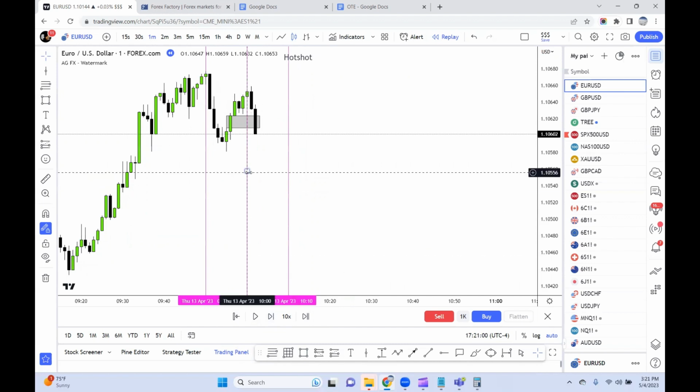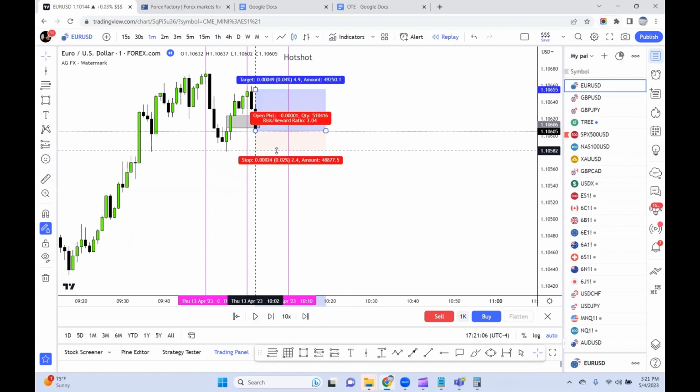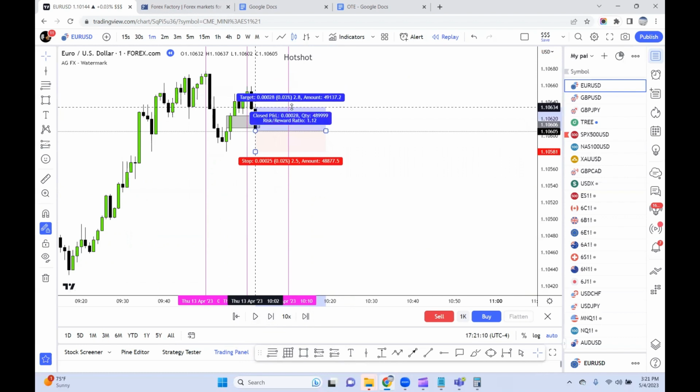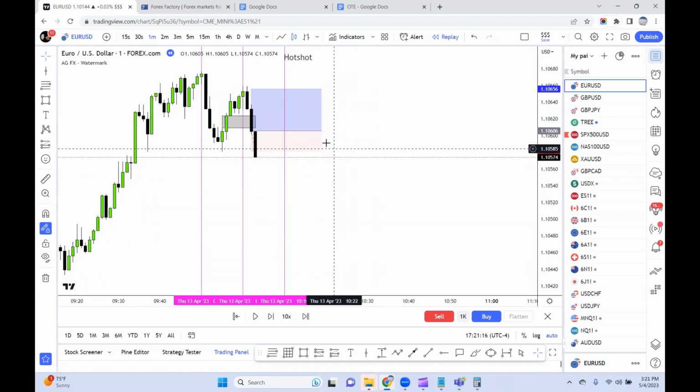If it taps it, we'll enter. We'll enter right now. Screw it. I know it's closed below it. Oh well. We're in there. We'll just target a 1 to 2. All right, we got stopped out.